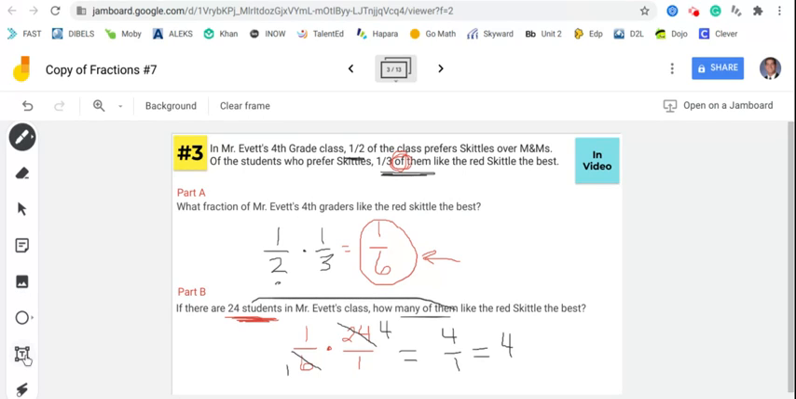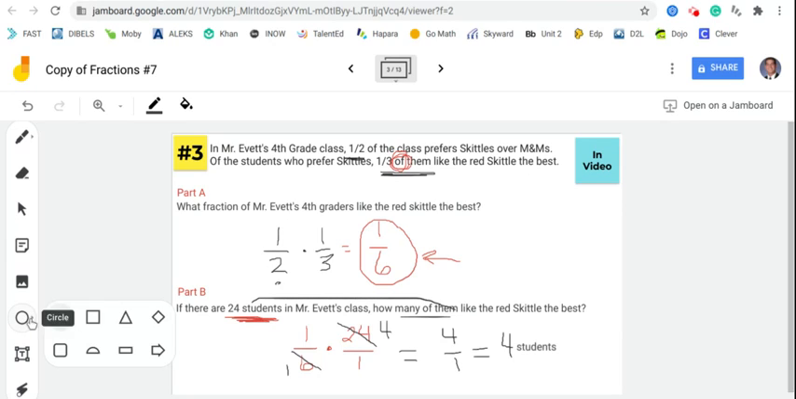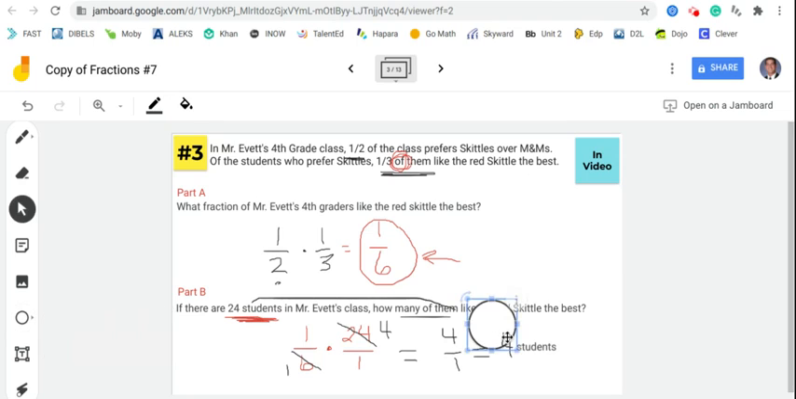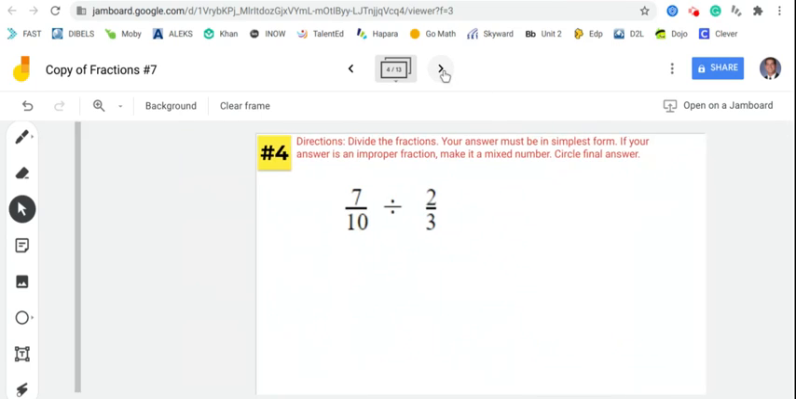I'm going to add a text box here by clicking on the T. I want it right here. I'm going to type in students. So 4 students. I'm going to circle my answer by adding a circle in here. I'm going to click on the circle. I want it right here. I'm going to enlarge it. And it looks like when I do that, it hides the students, so I'm going to click and drag right there. So 4 students. Okay. So we did the first 3 together.